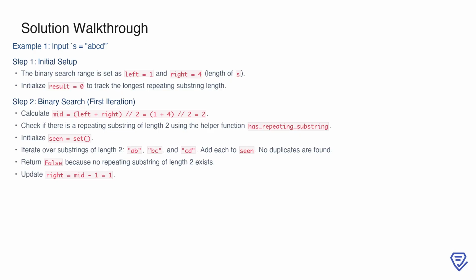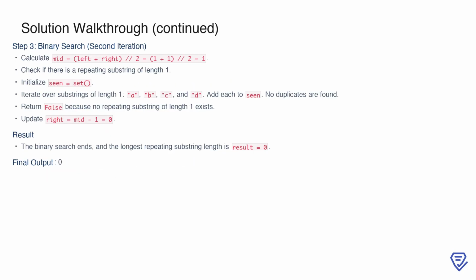In the next step of the binary search, we calculate the new midpoint, mid, as (left + right) // 2, which now evaluates to 1. This time, we check for repeating substrings of length 1. Again, we initialize an empty set called seen and iterate through all substrings of length 1, which are A, B, C, and D. As before, we add each substring to the set, and no duplicates are encountered. The helper function returns false, confirming that no repeating substring of length 1 exists.